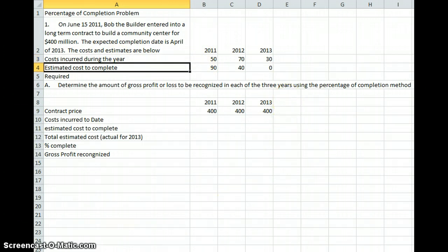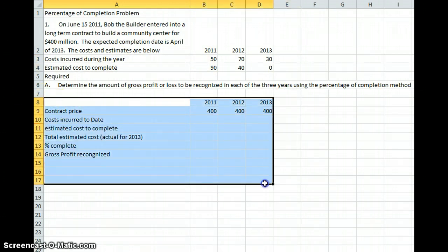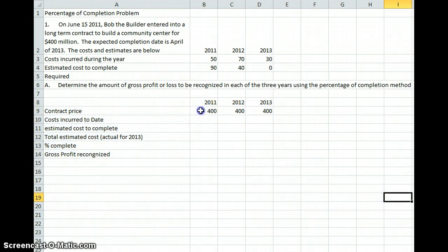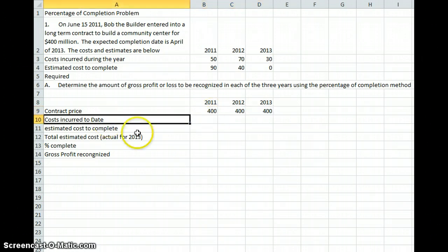So right down here, I have a little template set up that we can work on. First of all, I've popped in the contract price. That will not change. So we have $400 million is the contract price for each year. Next, we want to talk about costs incurred to date. It's very important that we include all the costs to date.